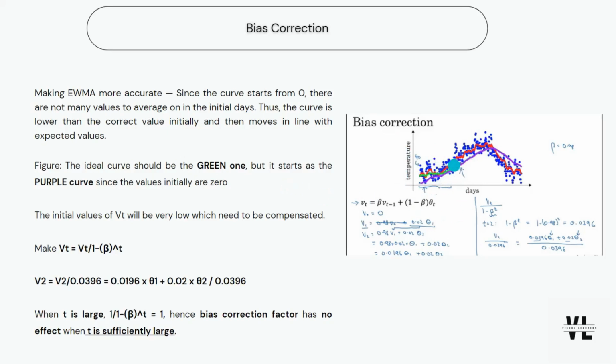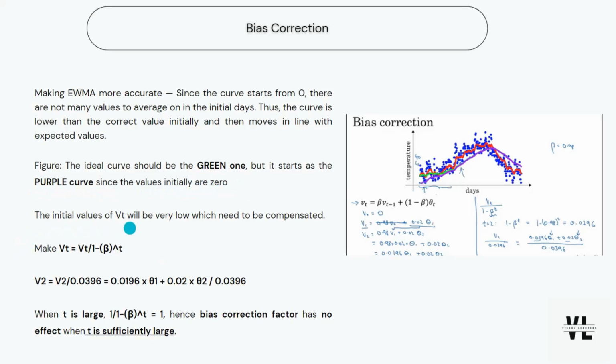So the green line is with bias correction and the purple line is without bias correction. The curve is lower than the correct value initially and then moves in line with the expected values. So the ideal curve should be the green one, but it starts as the purple curve since the values initially are 0.